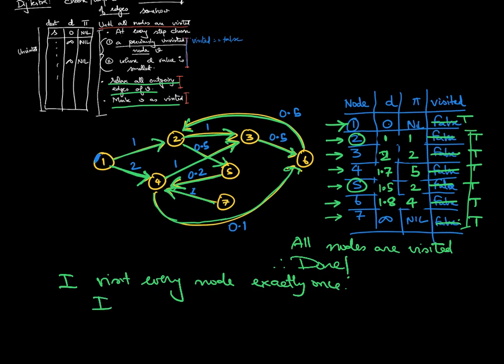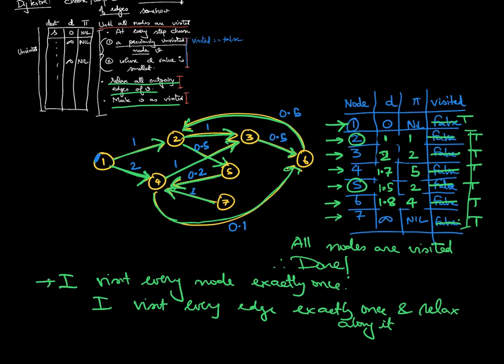I visit every edge exactly once and relax along it. Okay, so this is going to be quite efficient compared to Bellman-Ford, right? Every node is being visited once, and every edge is being visited once. When I visit a node, I relax according to all its outgoing edges.